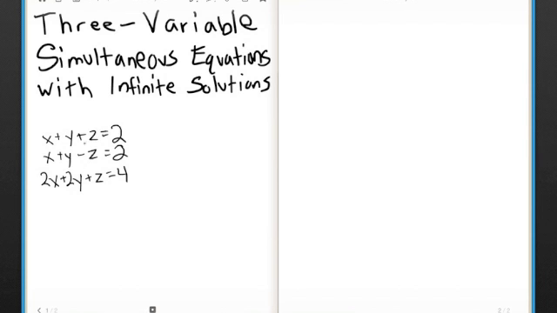Look at the first two equations here. If we add them, the z's will cancel out, plus z and minus z. And so we'll have x plus x is 2x, y plus y is 2y, and 2 plus 2 is 4.